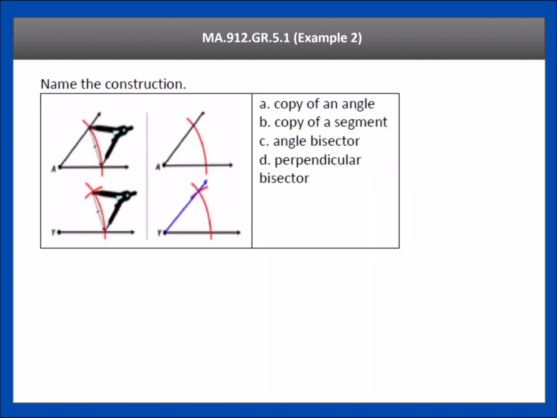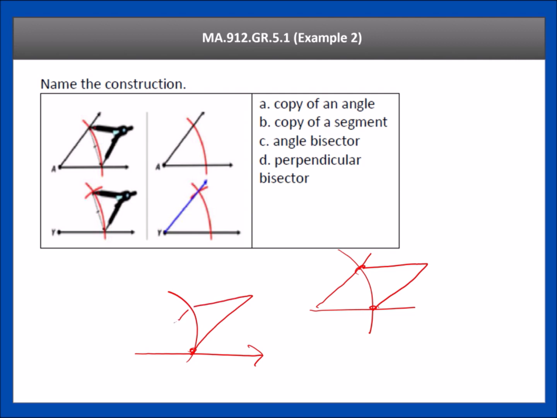All right, so name the construction. Sometimes they'll give you steps in the construction, images, and then they ask you to name the construction. So if I look at this construction, this is similar to what I was saying earlier, right? You draw your ray, right? On your angle, you draw this arc. And then you measure that arc with your compass, right? So that's exactly what's going on here. And then when you draw this arc here, and then with the compass, you draw another arc here that's the same measurement, and then you connect. That's exactly what that is. So this is a copy of an angle.